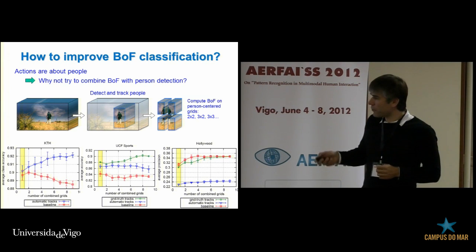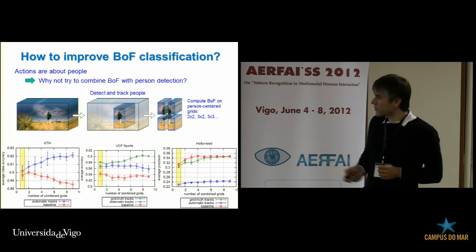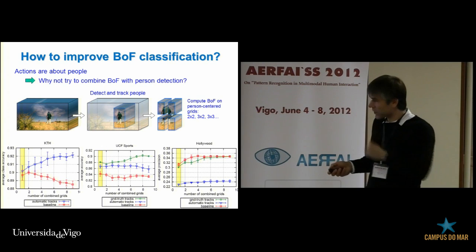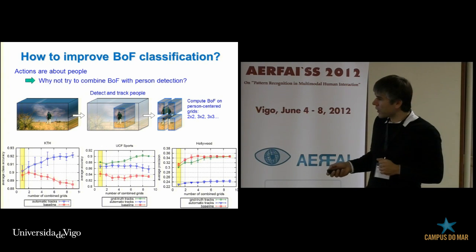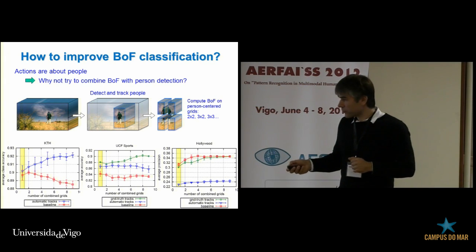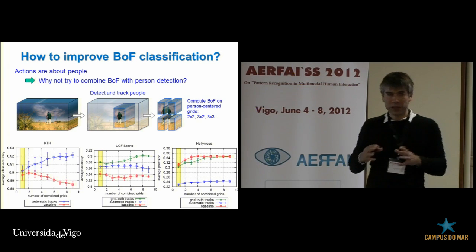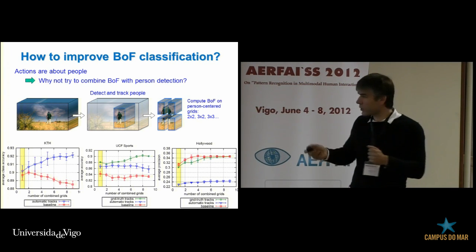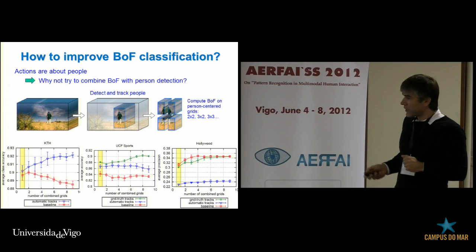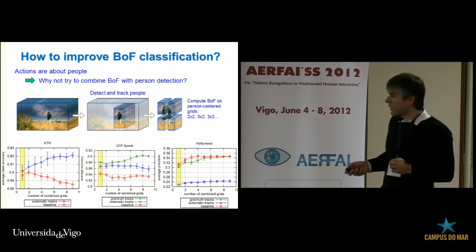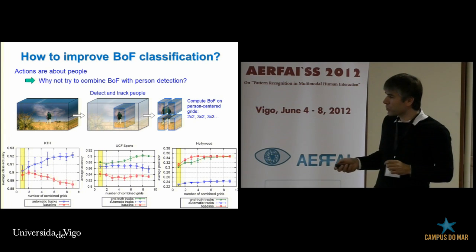Okay, this is the average accuracy on different data sets. Now the blue and red curves, the curves with different colors: the red is the bag-of-words baseline, and the blue is the result obtained by combining the person detector and bag-of-words, what I described. Basically, computing bag-of-words just on the person, not on the background. What you see here is that for KTH it works quite well.